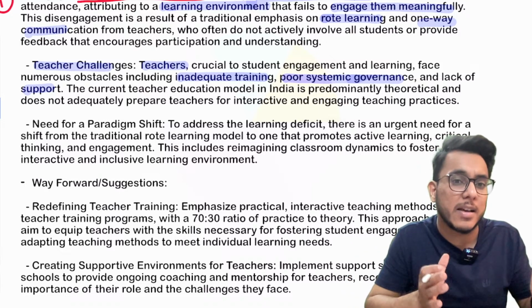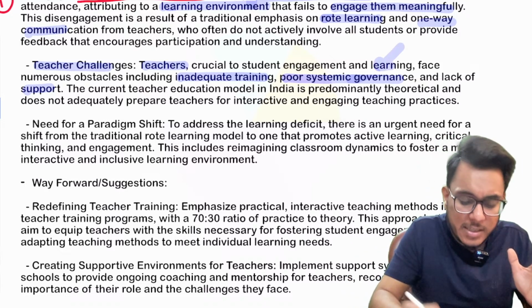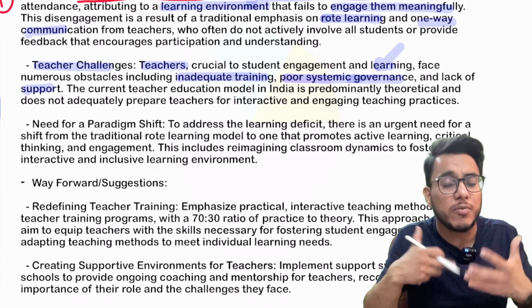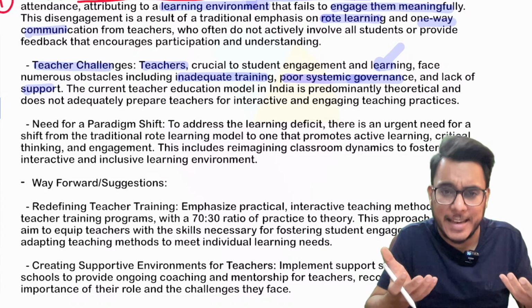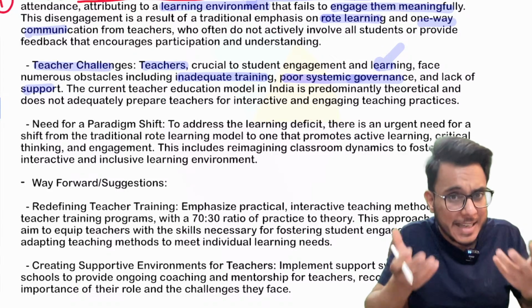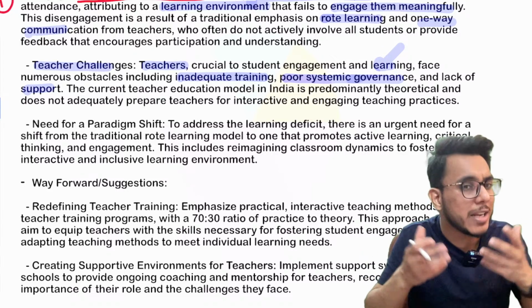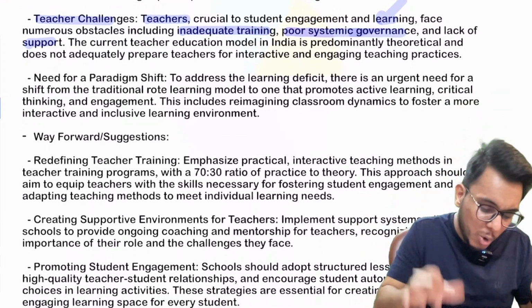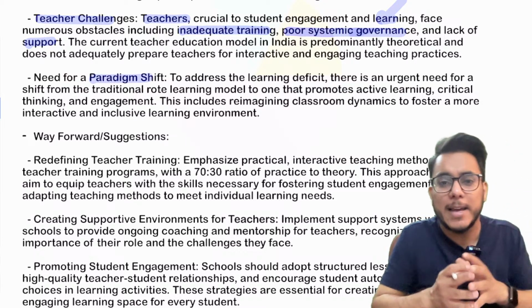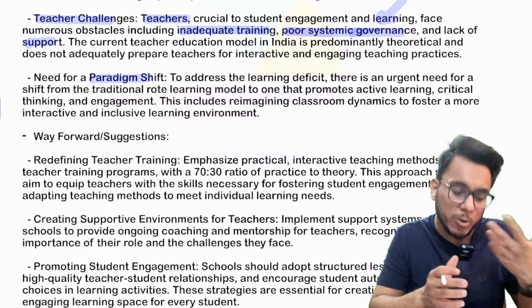So teachers fail. Often there are governance challenges also. Sometimes the teachers, out of their laziness, are not engaging meaningfully with the students. There is no proper supervision, there is no proper accountability. So what is needed? There is a need for a paradigm shift. The way we see things, we need to change it.